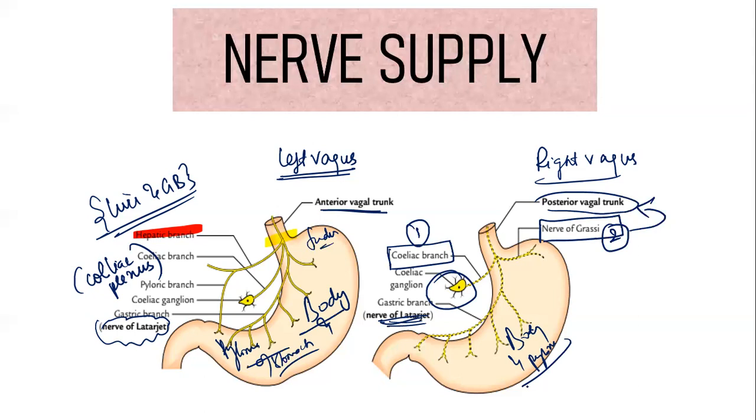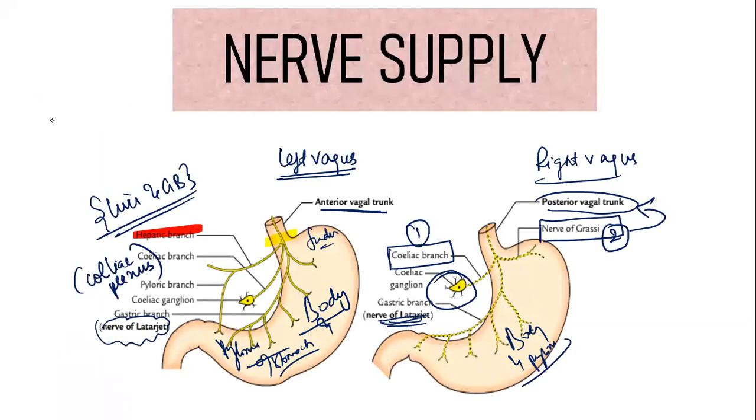Now, why should I know about the nerve supply? Because whenever a patient comes with severe duodenal or peptic ulcers, doctors usually do a vagotomy. They cut the nerve supply so that the impulses do not travel and cause gastric irritation. What they usually do is something called a truncal vagotomy.